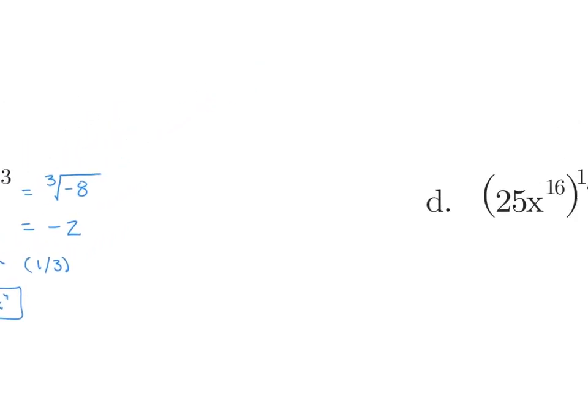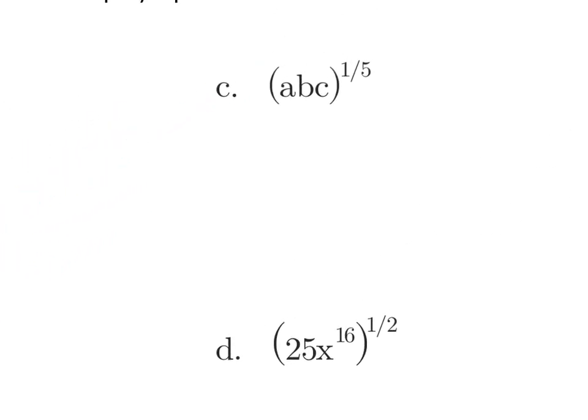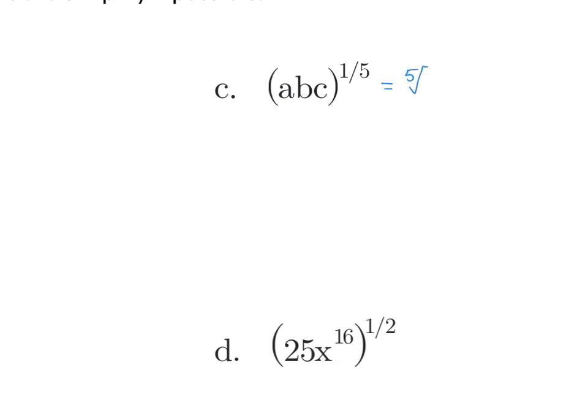Alright, let's look at another one. Let's look at ABC raised to the 1/5. Again, my denominator becomes my index, and we get the 5th root of ABC.